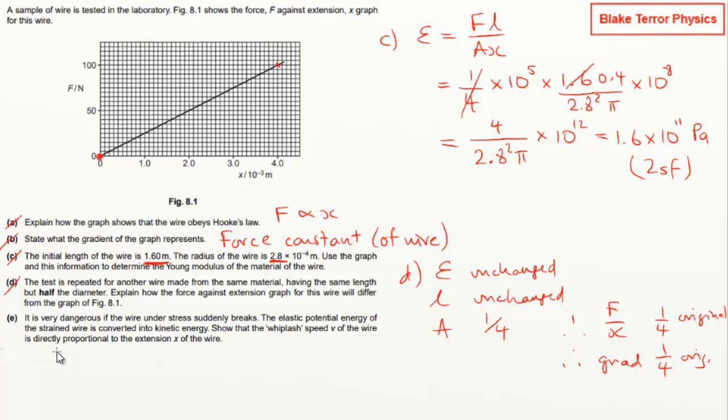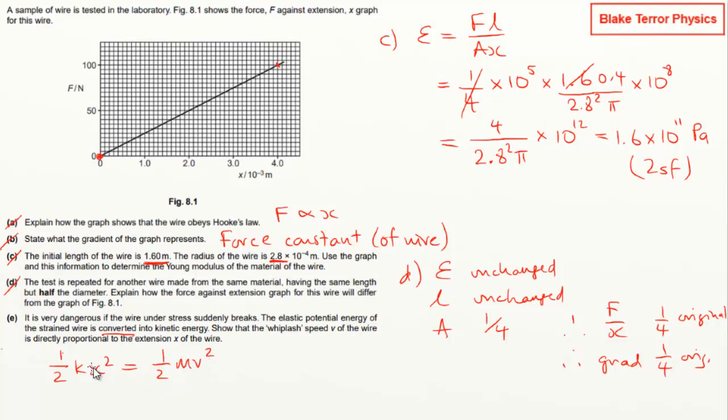Right, so that's all fine. It's very dangerous if the wire under stress suddenly breaks. Yep. The elastic potential energy of the strained wire is converted to kinetic energy. Show that the whiplash speed v of the wire is directly proportional to the extension of the wire. Right, so we've got conservation of energy. They've told us that's going on here. We've got a half kx squared, that is our EPE, and that is going to go to a half mv squared.